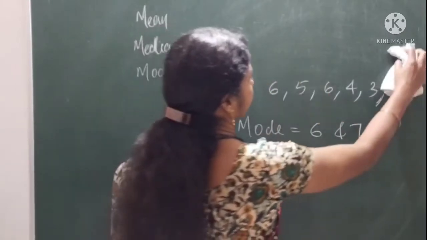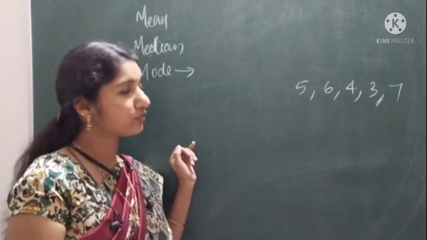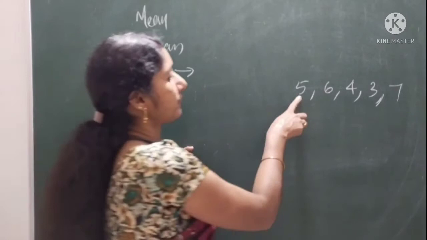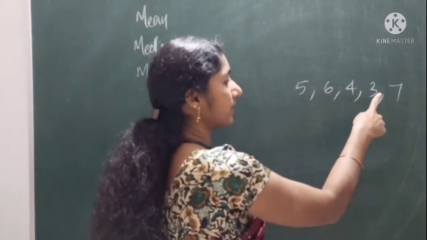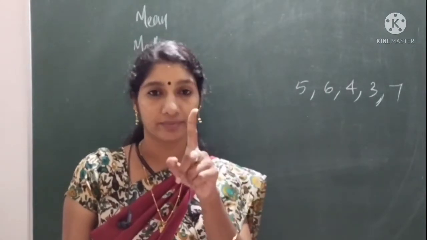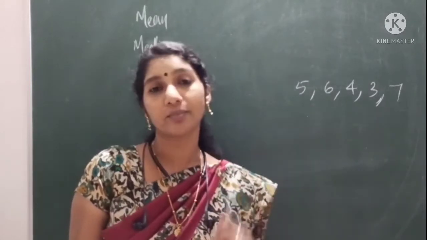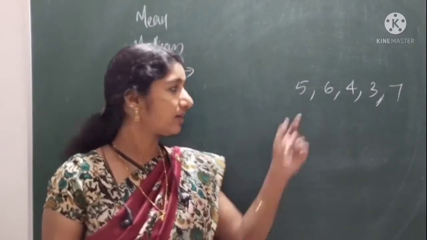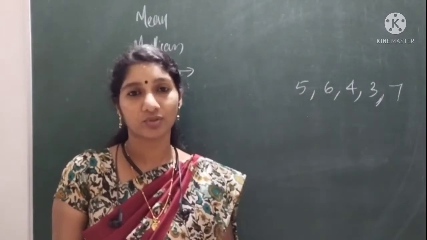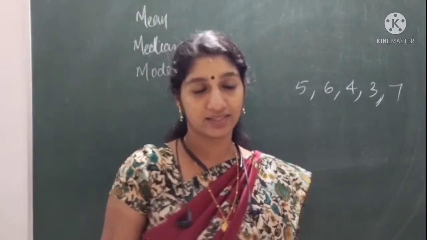Suppose we get a question like this: 5, 6, 4, 3, 7 only. How can we find the mode? See, 5 one time, 6 one time, 4 one time, 3 one time, 7 one time. So all observations come one time, and the highest count is one. So all the numbers are modes. Here you write the modes are 5, 6, 4, 3 and 7, or you can write all the observations are modes. Okay. So these are the 3 measures of central tendency.